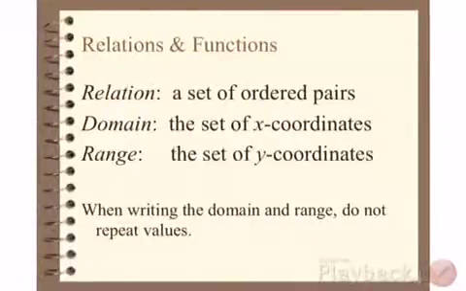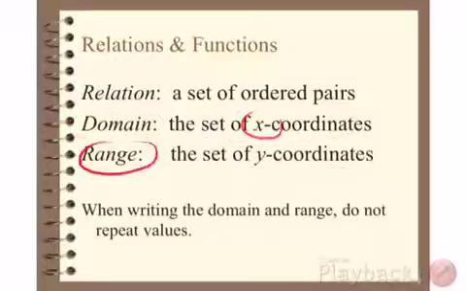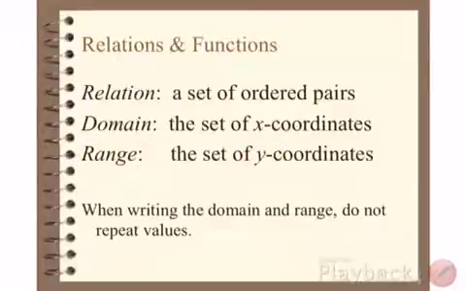So a relation is a set of ordered pairs, and you can see these ordered pairs on any graph. The domain is the x coordinates, and the range is the y coordinates. So domain is your x, and range is your y. When writing the domain and range, do not repeat any values. So if 3 is in the range twice, you only need to put it in once.